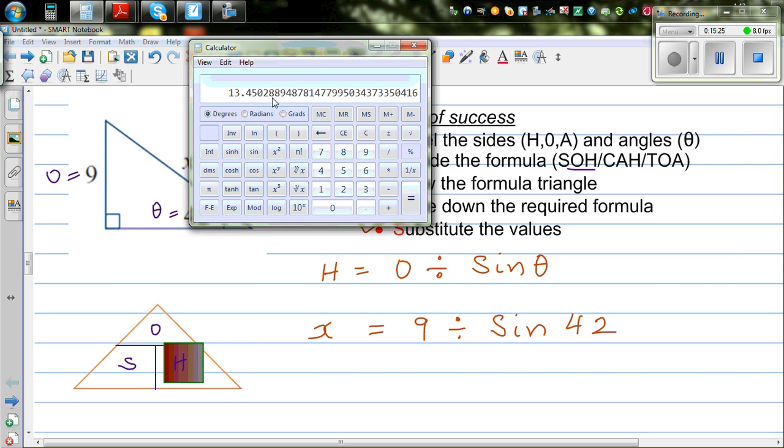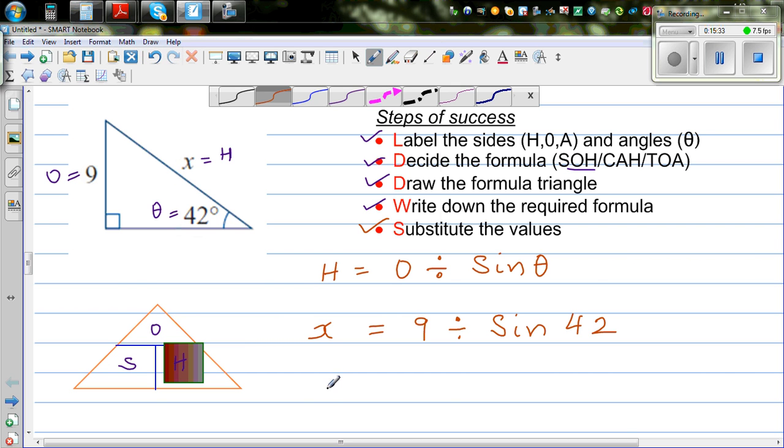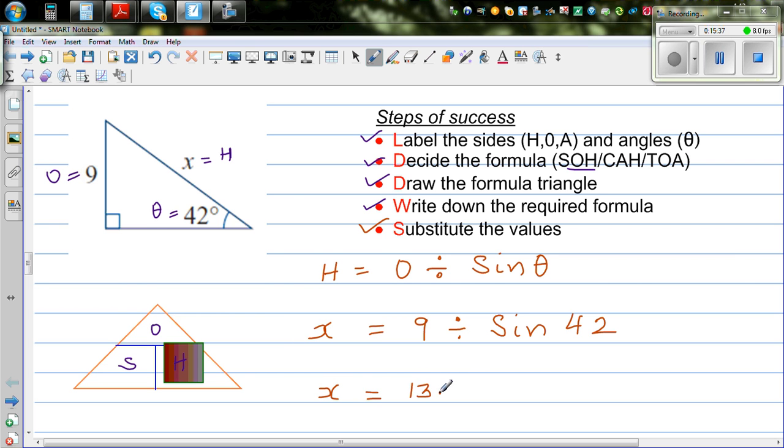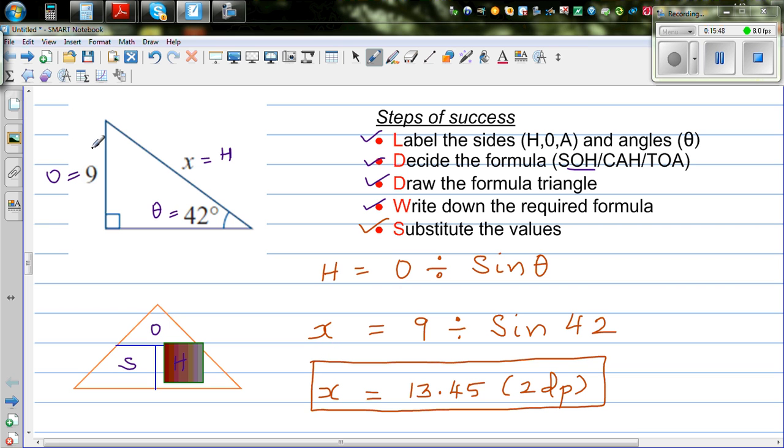It does make sense. I'll explain why it makes sense. It's 13.450, so I'll not round up or down, so it is 13.45. x is 13.45. Now why does it make sense? This is in 2 dp. Because the hypotenuse is the longest side, the answer I was supposed to get had to be greater than 9, and it does make sense.